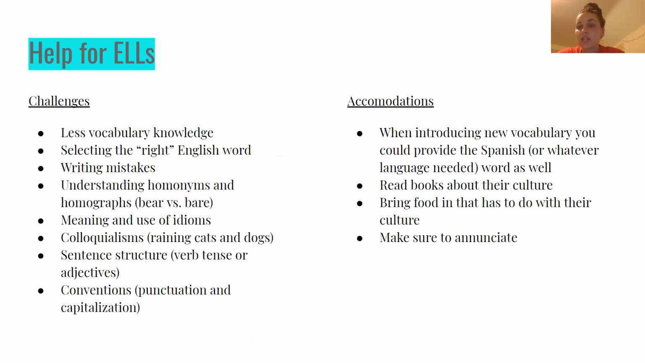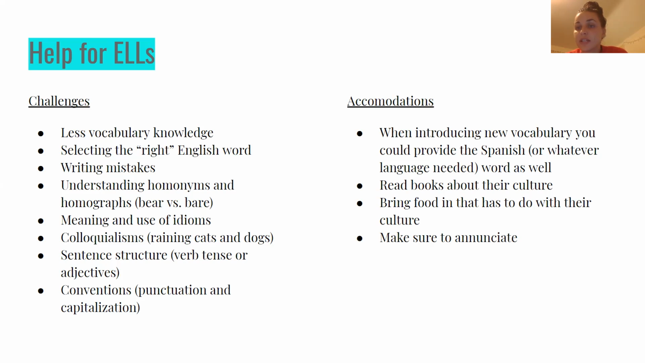Some things we can do to help English language learners, we first have to understand the challenges for them. So some challenges for ELLs is they have less vocabulary knowledge. They have problems selecting the right English word, and they're really common in making writing mistakes. They struggle to understand homonyms and homographs, so bear versus bare, the spelling differences, B-E-A-R versus B-A-R-E.